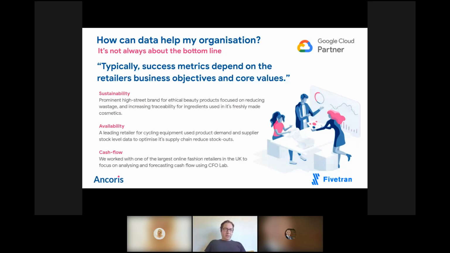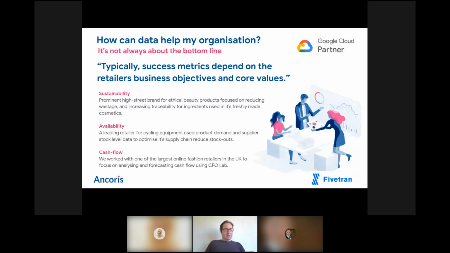For example, we work with a prominent high street brand who does ethical beauty products, and their key focus was actually on reducing wastage. They make fresh beauty products in store, and it was all about reducing wastage and also increasing the traceability of ingredients used in their cosmetics. Another retailer, which I've touched on, supplies cycling equipment. Their number one need was availability of their product. They're seeing huge spikes in product demand. They're also seeing constraints on the supplier side. So we're helping them to analyze stock level data to optimize supply chain and reduce these stock outs.